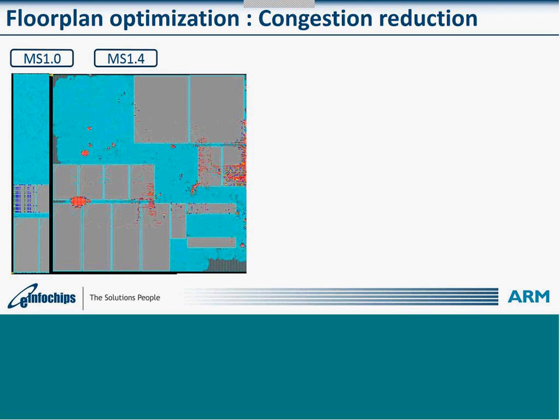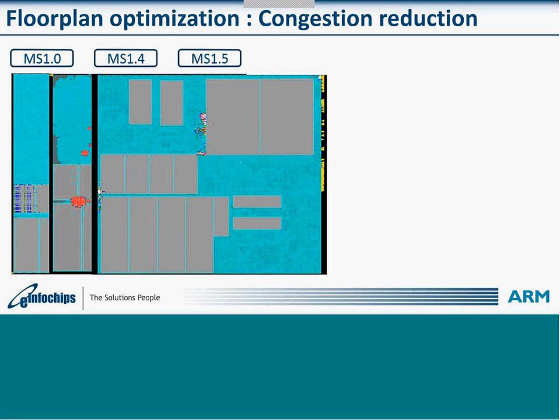So I have changed the floor plan a little bit by considering the congestion and timing, but still, congestion improved a bit, but not as expected. So then we fine-tuned it further. MS1.5. Here we have changed the floor plan more. So we have moved those ITAG memories from close to the port to the left side.